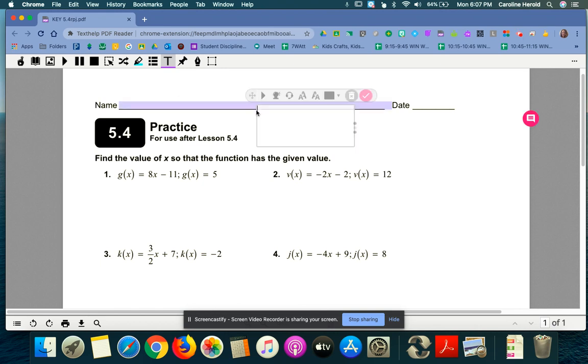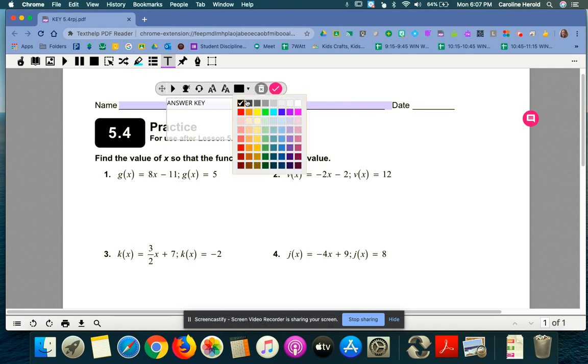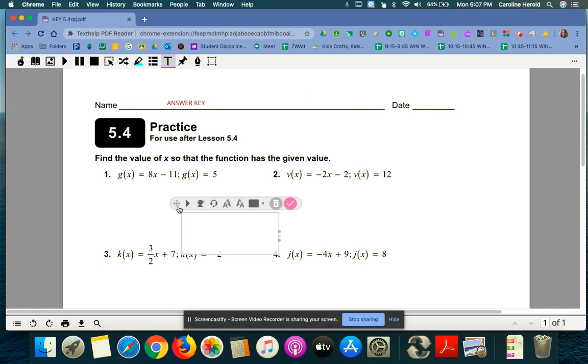Everybody. So we're going to work together on this worksheet to make sure that you guys know what you're doing with this whole function notation stuff. It's a little bit new. It's a little funky. Let's just make sure that you know what it all means.